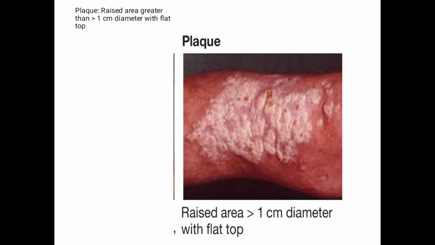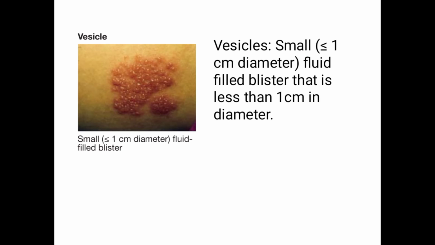The next term you hear is plaque. Plaque is also a raised area greater than 1 cm in diameter. This time around, if you measure it by diameter, if you look at your screen, you see that it's greater than 1 cm, and it's kind of a plaque. It's very flat and it covers a larger area of the body. Call it plaque. Okay. Then the next term is vesicle.